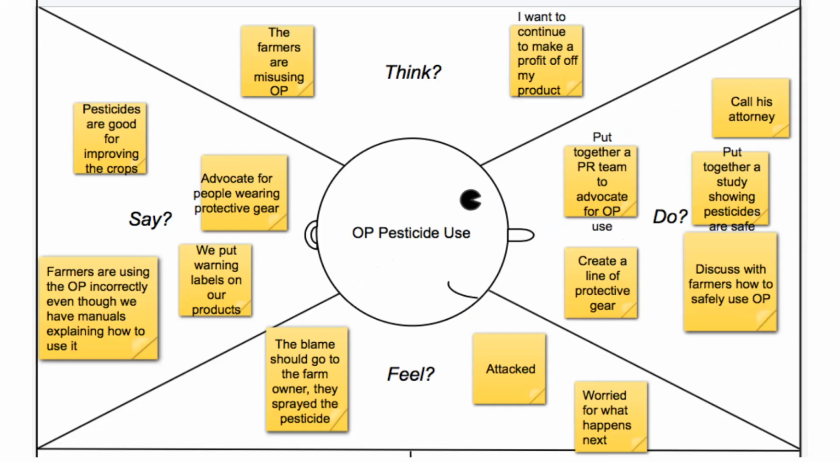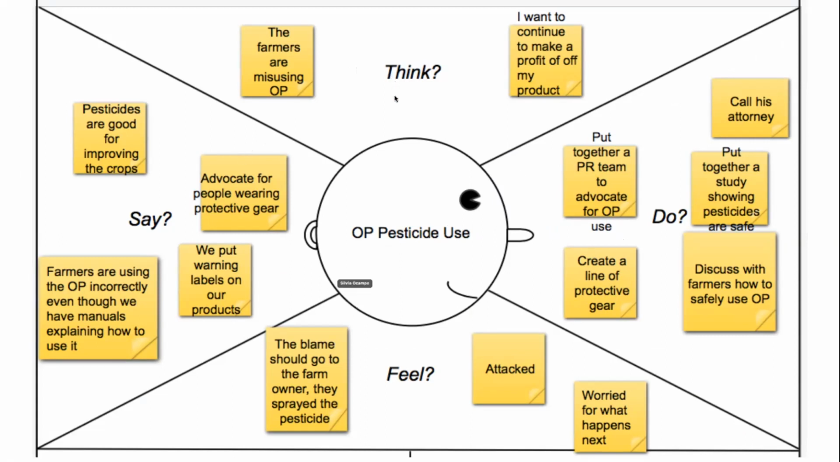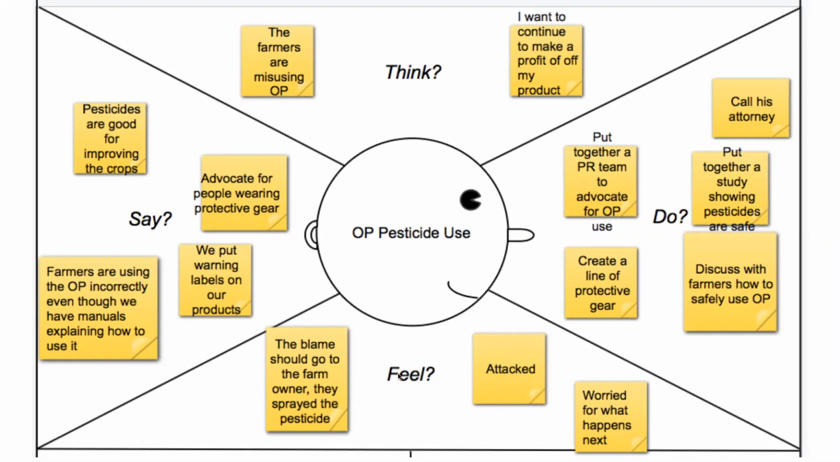When we look at some scenarios, so here we had some students looking at some organophosphate pesticides, okay? We also need to mention that there are different stakeholders that are interviewed, that are observed, so not just one type, but we're gonna have a number of people involved. So here, the farmers are misusing the organophosphate pesticide. You see some may feel attacked. There might be blame involved, right? When we look at actions, create a line of protective gear.